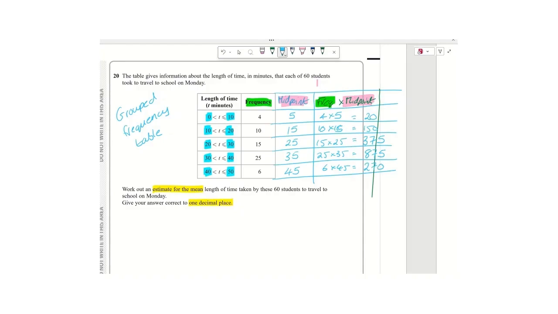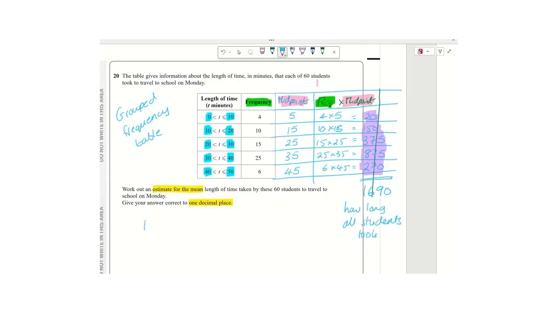What I am then going to do is to add those numbers up. So these numbers here, I'm adding all of those numbers up. So again, that's a calculator job. So 20 plus 150 plus 375 plus 875 plus 270 gives me 1,690. So that 1,690 is how long all the students took in total to get to school.